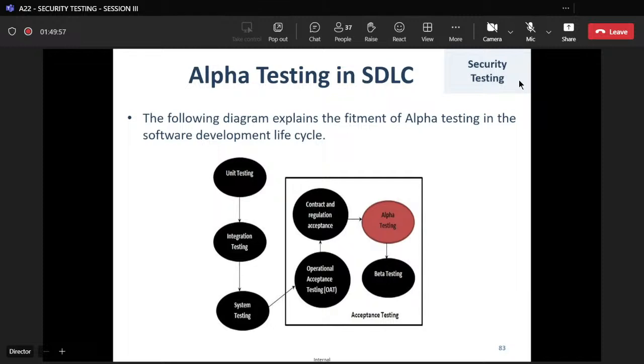So basically, they'll be trying to even test the contractual requirements, the legal requirements. And then once the alpha testing is positive, or I can say successful, then that will be promoted to the beta testing at the customer site. This is the alpha testing.